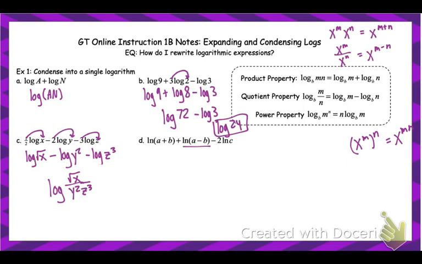If I have two logs that are added, then I can multiply the arguments. So a plus b times a minus b, that's a difference of squares. That 2 I'm going to move as an exponent. And now I have two logs that are subtracted. So now I can move that c squared into the denominator.